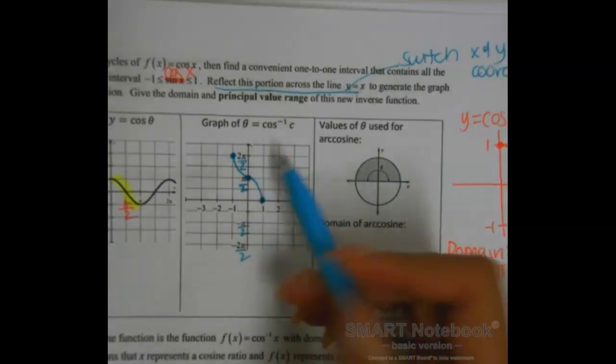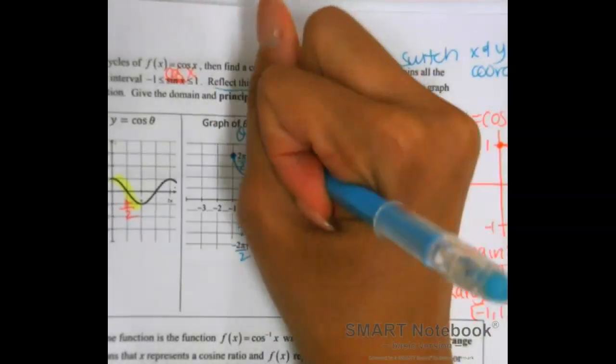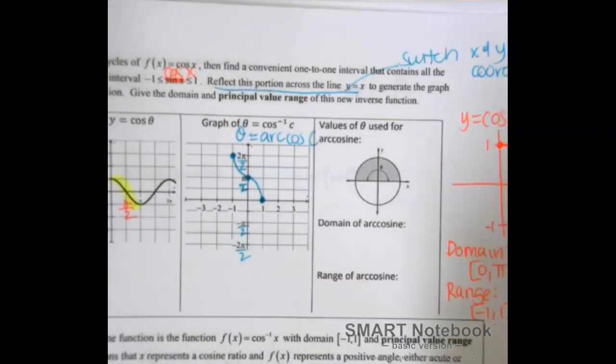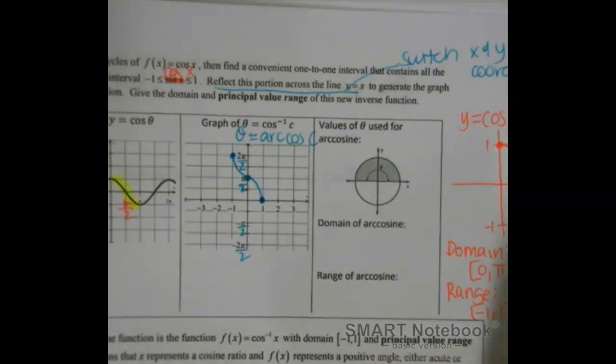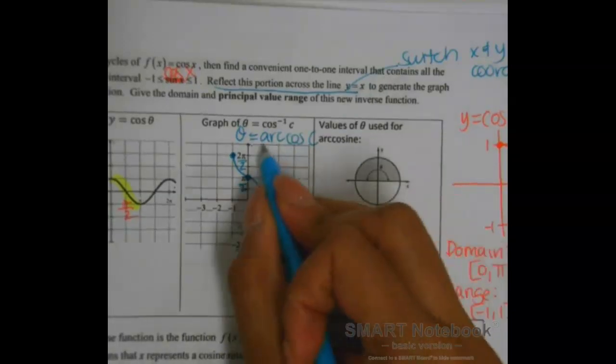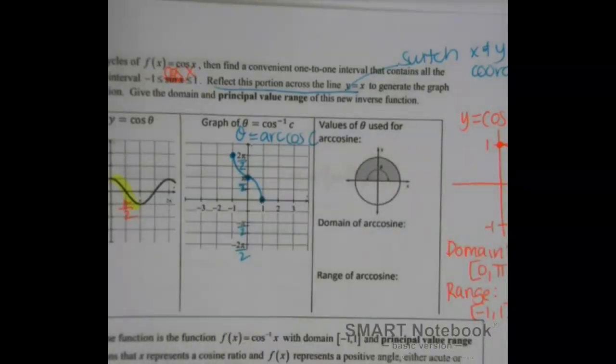Cosine inverse, like we said before for sine, is the same thing as arc cosine. The only difference between arc cosine and arc sine is just the trig function. So arc is going to be your note that it's going to be an inverse.